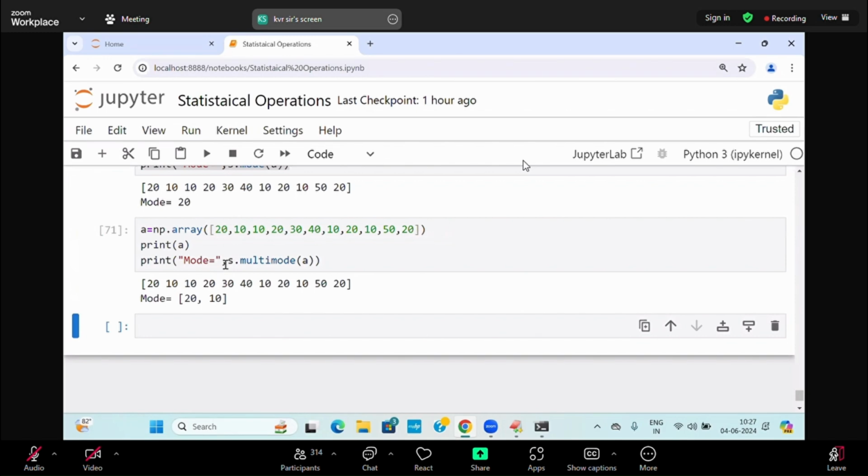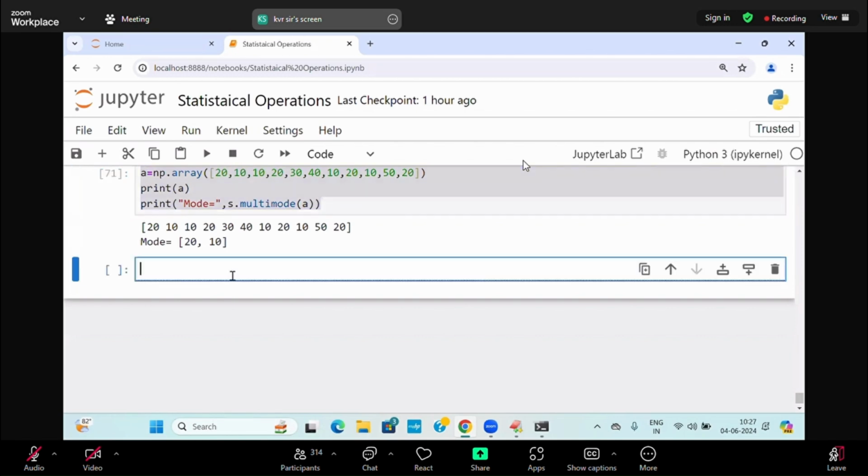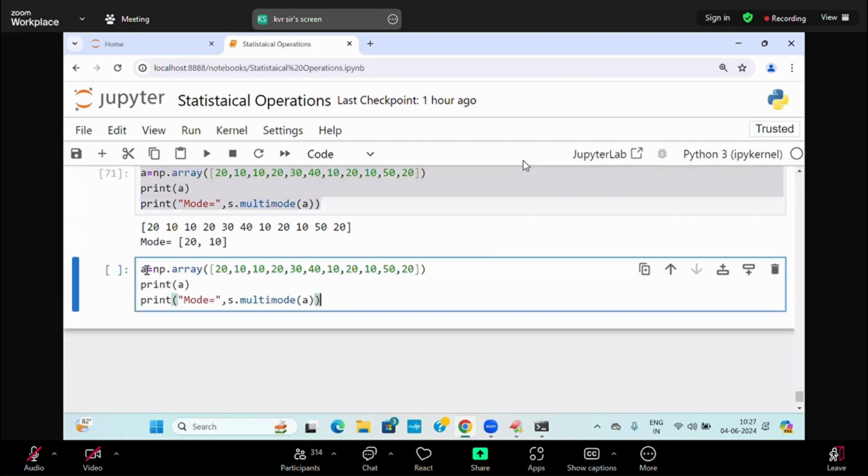Mode will give you the highest-occurrence element. Multimode will give you all elements with an equal number of occurrences. All of them will come into the picture. It is not only to be applied on an ND array, students. You can apply it on a normal list also. This is my list data. On a list also you can apply.